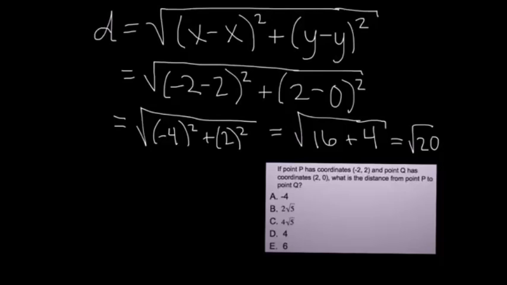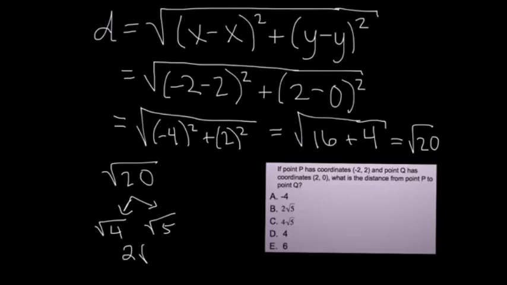If you are good with radicals, or remember how to break them down, we can take radical 20, and since 20 is not a perfect square, we have to break it down. The biggest perfect square factor that fits into 20 is actually 4. So we break it down into radical 4 times radical 5, and radical 4 is actually 2, that's why we chose it, and then radical 5 stays as is. So our answer is 2 radical 5, B.